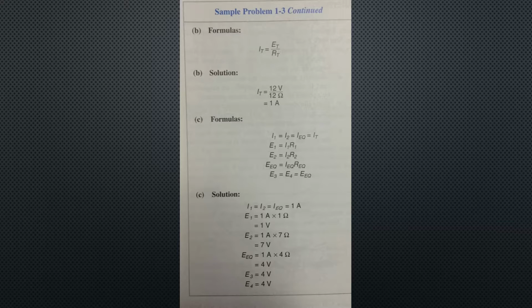The solution for these formulas are seen at the bottom of the screen, where the current at 1 equals 1 amp, the EMF at 1 equals 1 volt, the EMF at 2 equals 7 volts, EMF at EQ equals 4 volts, EMF at 3 equals 4 volts, and EMF at 4 equals 4 volts. You can see the working out of the formula at the bottom of the screen to your satisfaction.